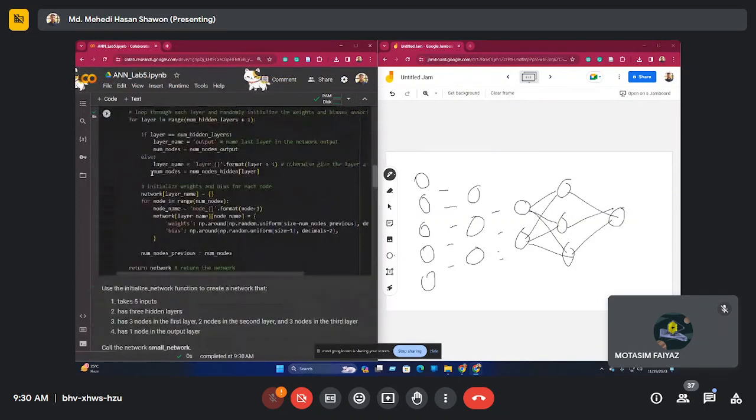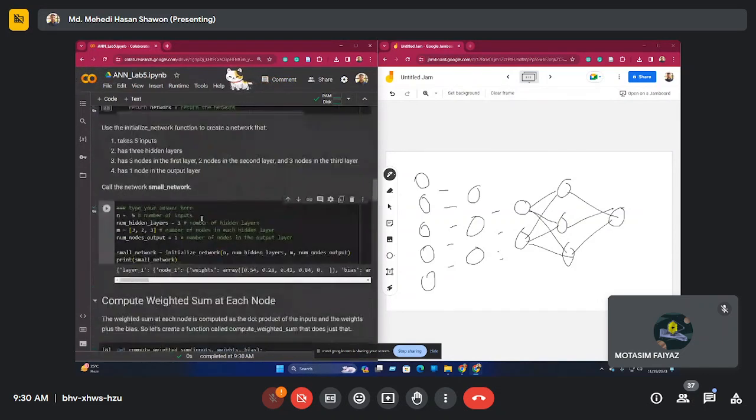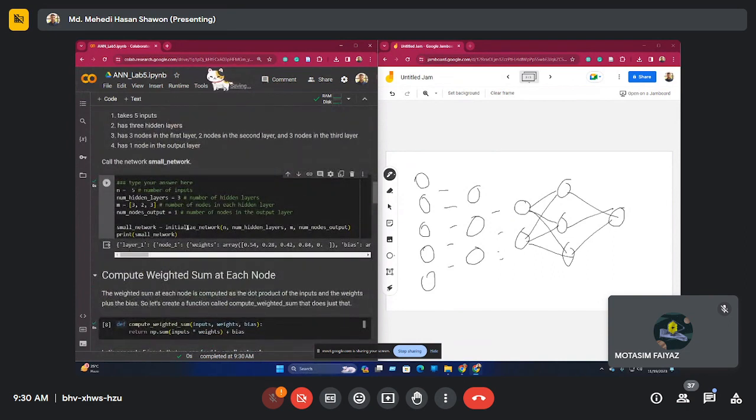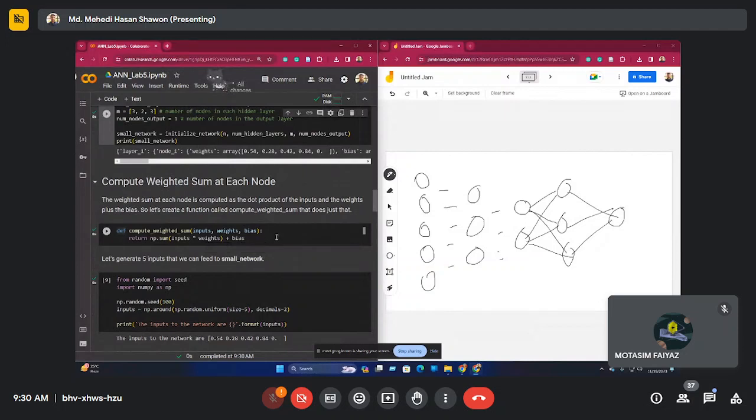Using that function, whatever we initialized, we just call that function and say, okay, I need this many input nodes, 3 hidden layers, and these are the nodes at each hidden layer. So build me the architecture. So it builds the architecture with random weights and bias. All right. So we are done with building the architecture.